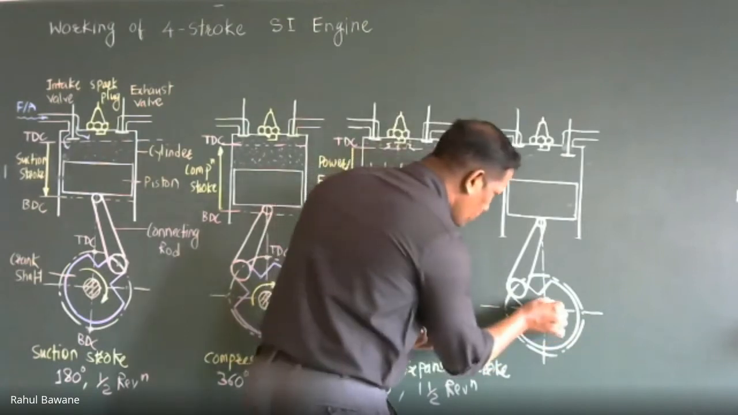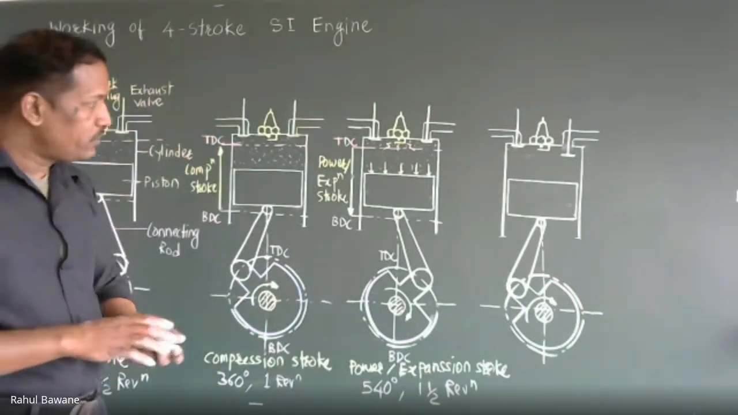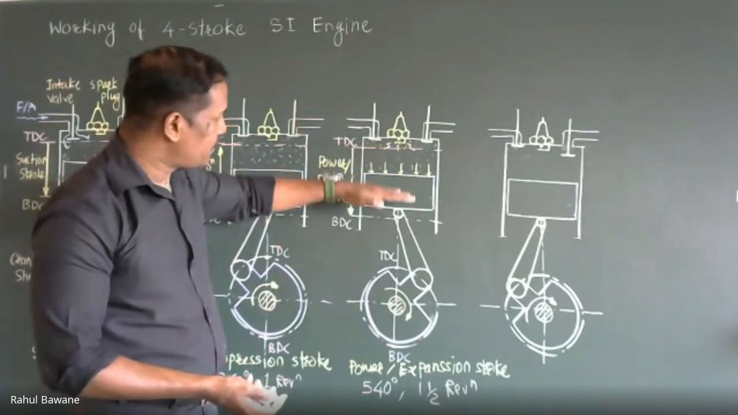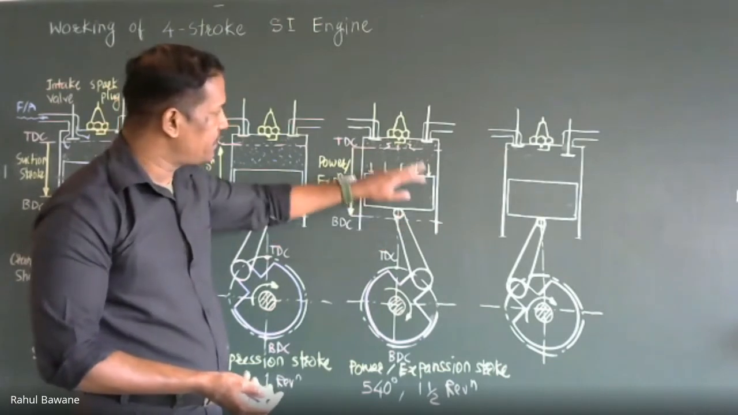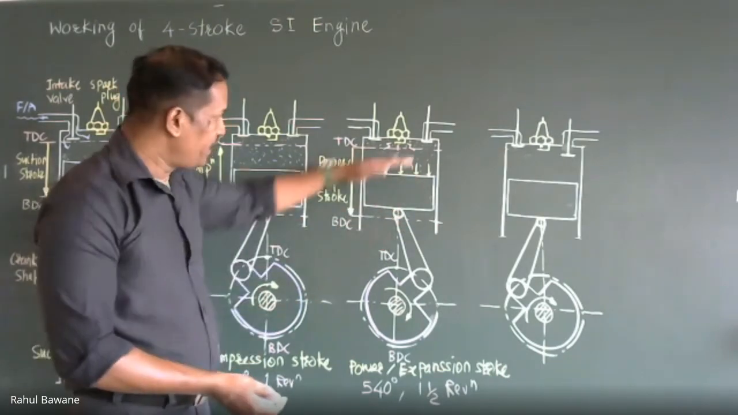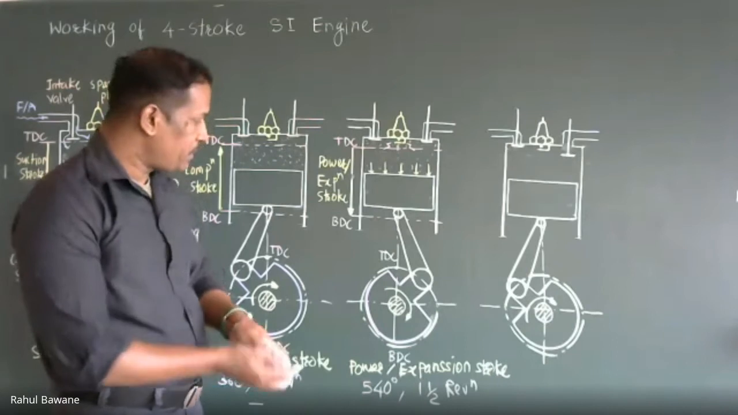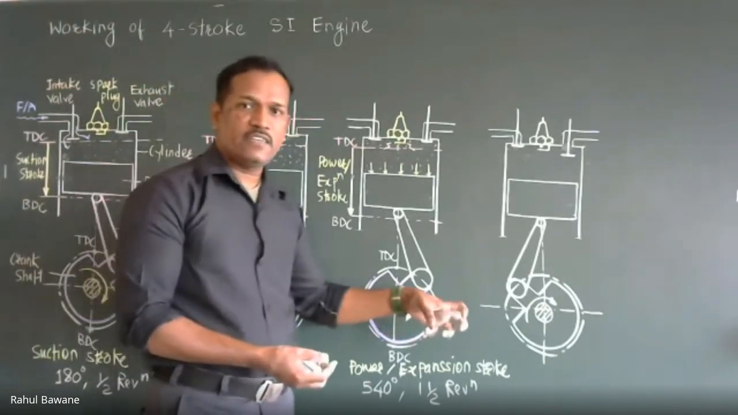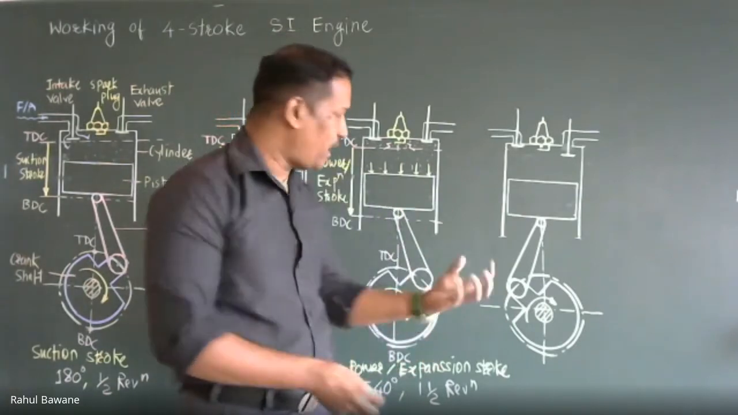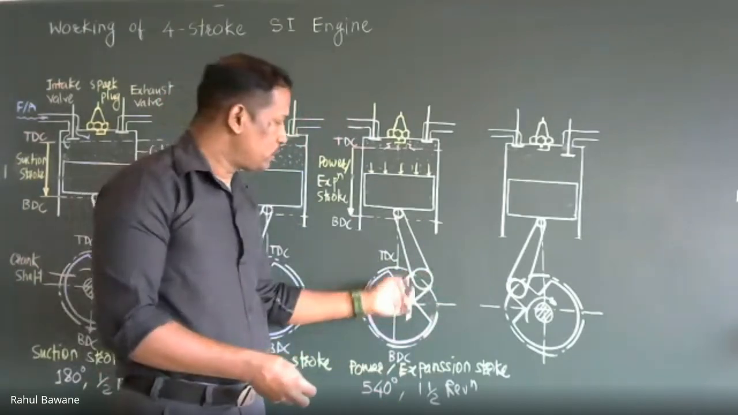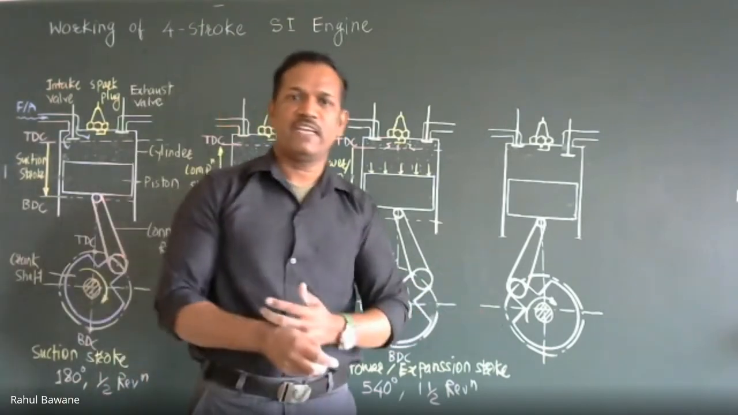And as I said, engine always runs in a clockwise direction. Now during this, when piston reaches the BDC at the power stroke, your complete cylinder is filled with exhaust gases. When it has reached BDC, that means your crank is here. Now what happens? This shaft is connected with one big flywheel. So flywheel is a heavy wheel. So some energy gets stored in that flywheel. So flywheel is a storing device for mechanical energy.